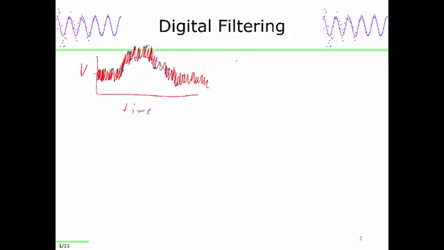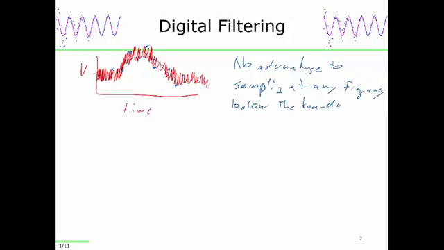Okay, I'll write that down here. No advantage. No advantage to sampling at any frequency below the bandwidth of the electronics. And that is generally true.